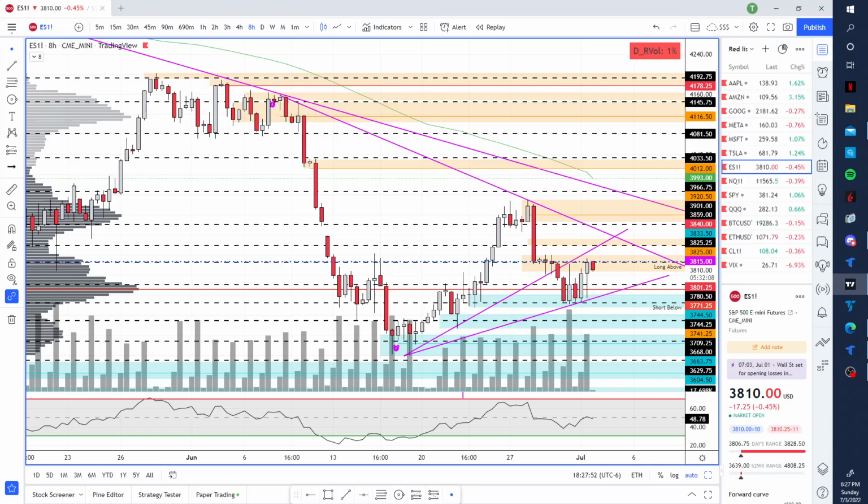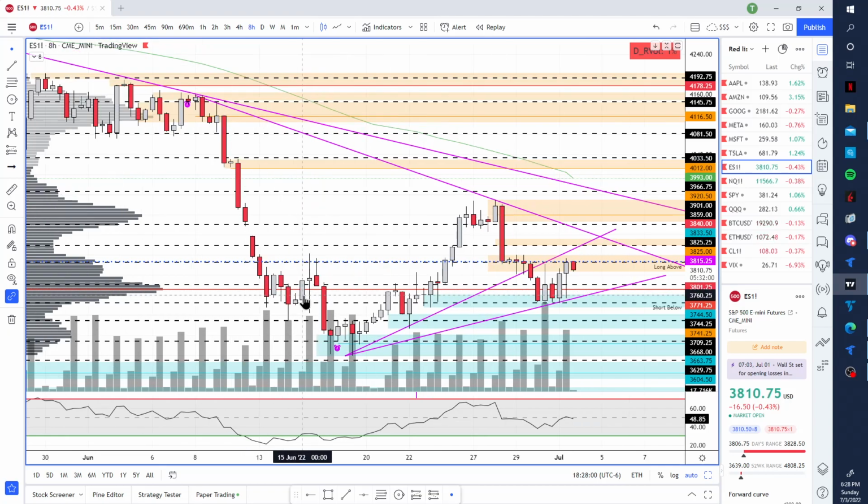Hell yeah. I'm definitely liking the volume profile to get the strength of the zones too. I think that would be the best part of it, getting that strength.